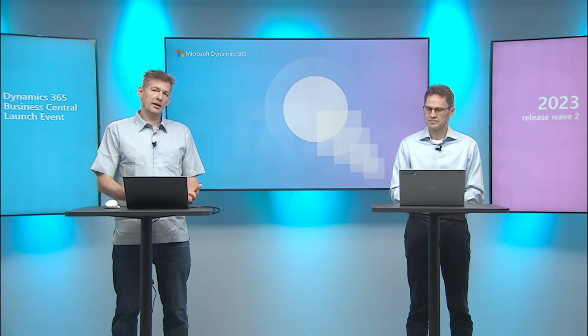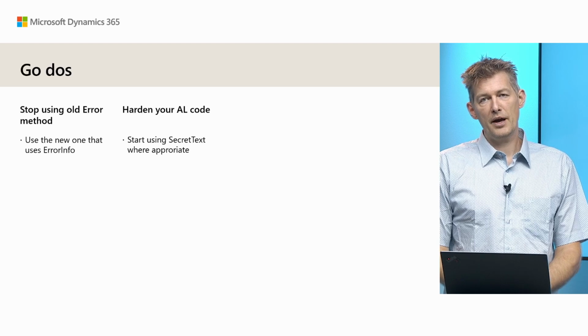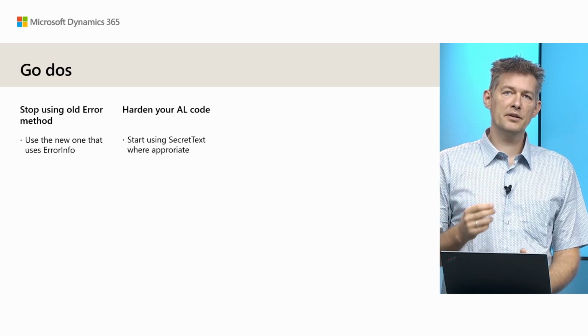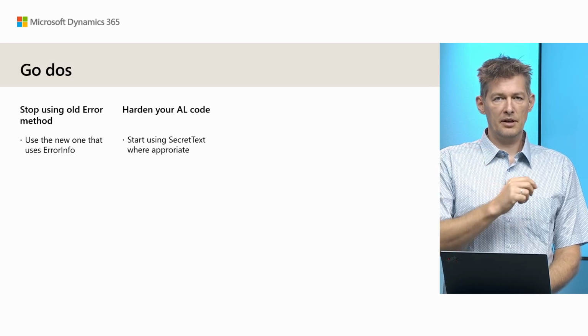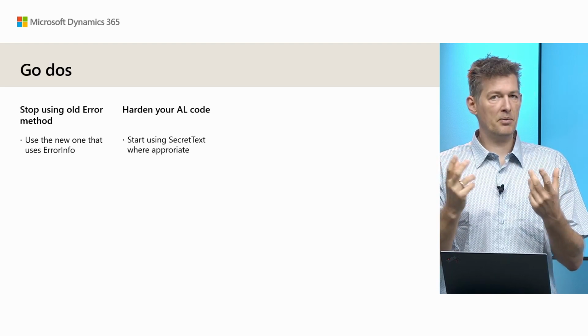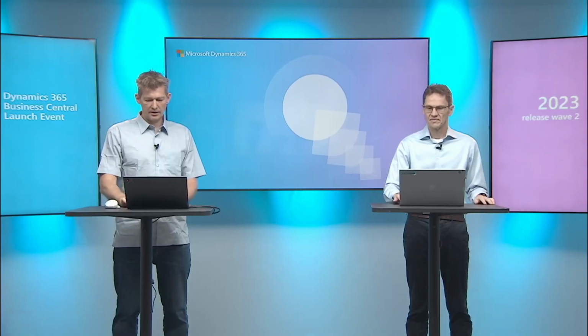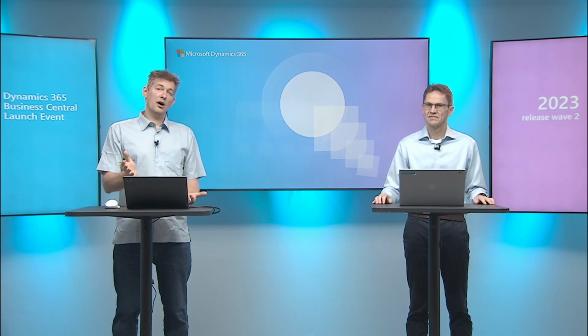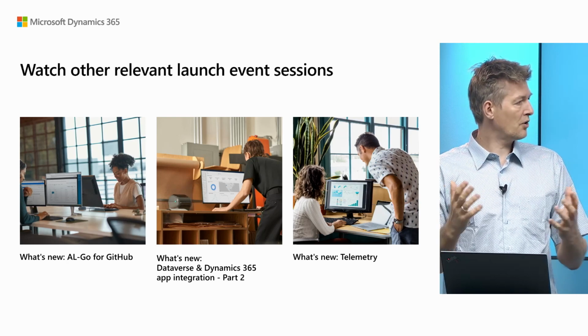Yeah, and then hardening security is always key. So if you have code where it is really imperative that this information is never in memory dumps or can be debugged or any other place where that is a true secret, make sure that you start using this new data type, secret text.